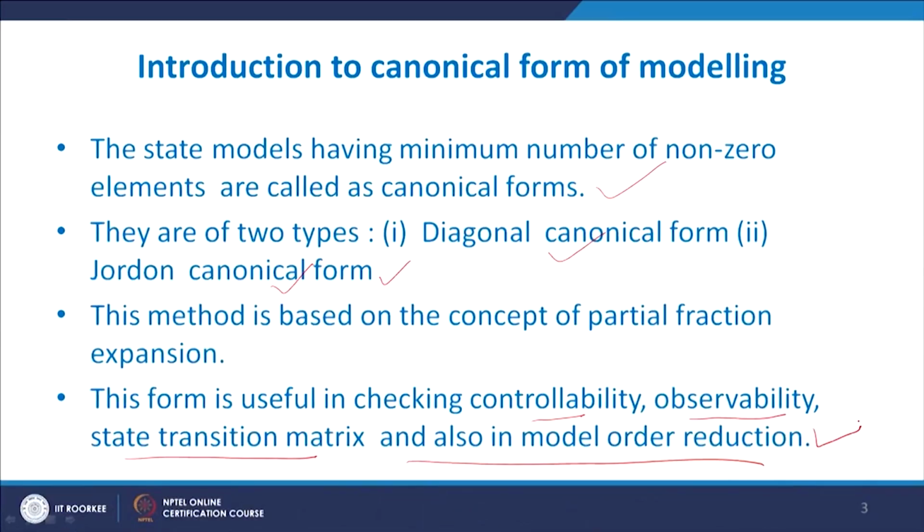Controllability and observability are very important in controller design, particularly in state space analysis. Therefore, when we study controllability and observability, at that time we should also get the idea about the canonical form of modeling. That means this canonical form of modeling is required in the case of controllability and observability. Then the state transition matrix and the model order reduction technique. Model order reduction means that when a system is of higher order, it can be reduced to a lower size. So, at that time also we can use this canonical form of modeling.